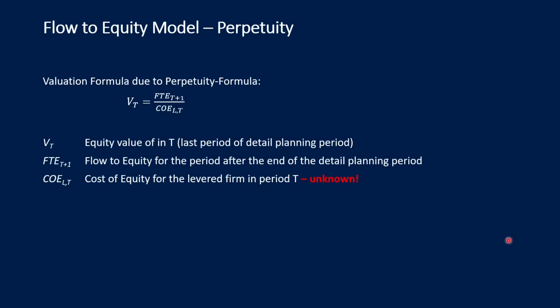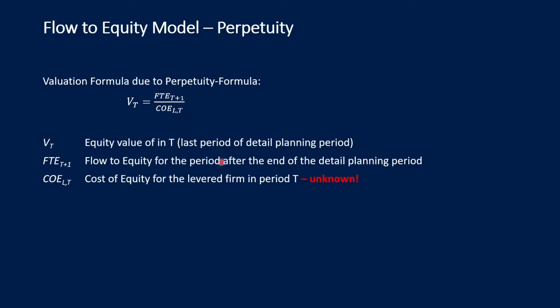Since we apply the rollback method, we have to start with the perpetuity formula. And the perpetuity formula of the flow to equity model is pretty simple. It's the flow to equity as of capital letter T plus 1, that means 1 year after the end of the detailed planning period, divided by the cost of equity of the levered firm as of T.